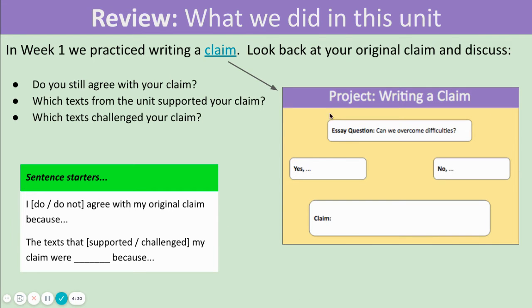Let's look at our opening Do Now warm-up routine. In week 1, we practiced writing a claim to answer the question, can we overcome difficulties? Do you still agree with your claim? Which text from the unit supported your claim? Which text challenged your claim? You can pause the video here and give students a chance to share out and reflect on this question.